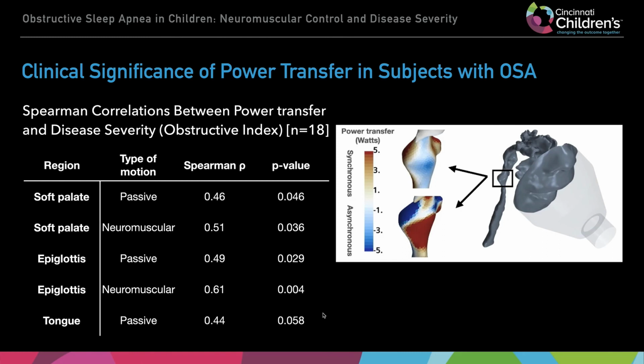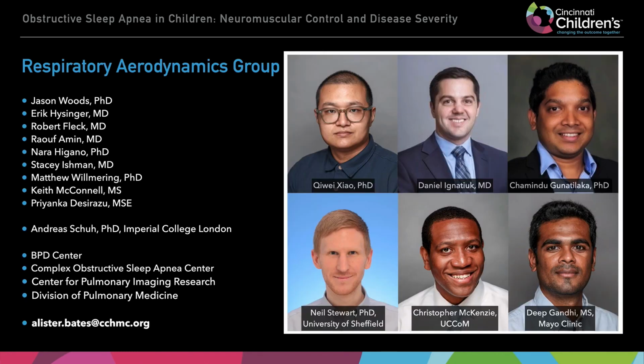Interestingly enough, the tongue was not significant in our group of 18 patients. The tongue is often the focus of these surgical responses. So it was really interesting to us that actually the soft palate and the epiglottis looked more significant. So I'm going to leave our talk there. Hopefully I've shown that there's an interesting link between CFD simulations, neuromuscular control, and disease severity.